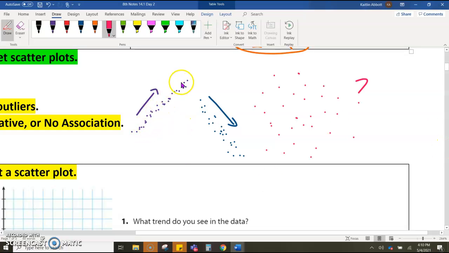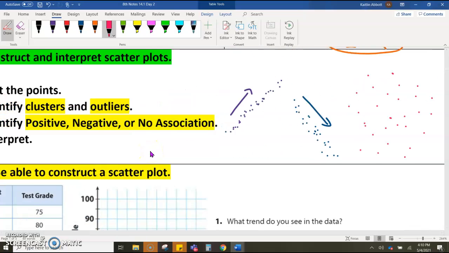So this is a positive trend line. It goes up. Negative trend line goes down. And no association means you can't get a line out of them. No line of best fit.